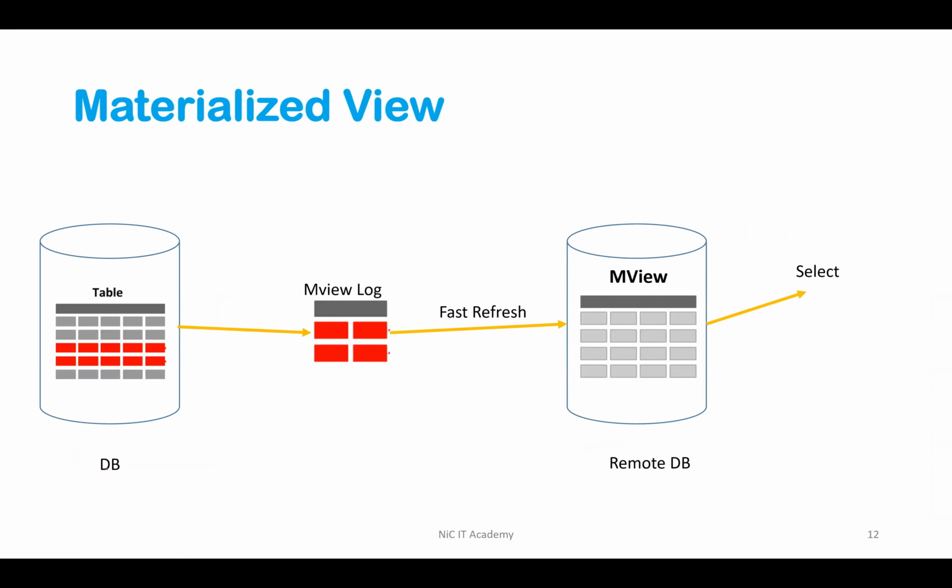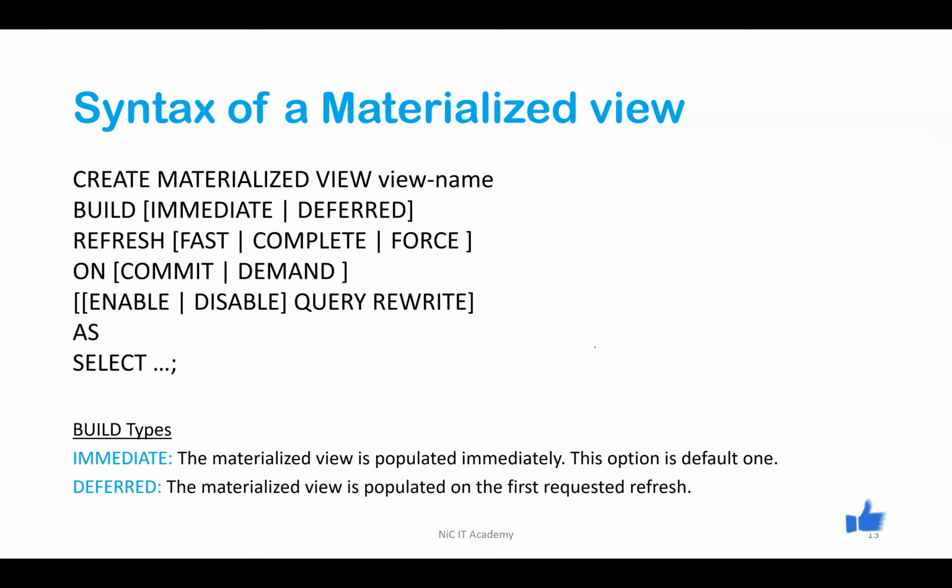See, this is the base table. This is one DB, okay, you have a table. This is the remote DB, so here you are running a select statement. You are creating a materialized view in this other database. Whenever you create a materialized view, it will create a materialized view log. The log will be created, so this one will have a fast refresh. The refresh type, I will explain what that is.